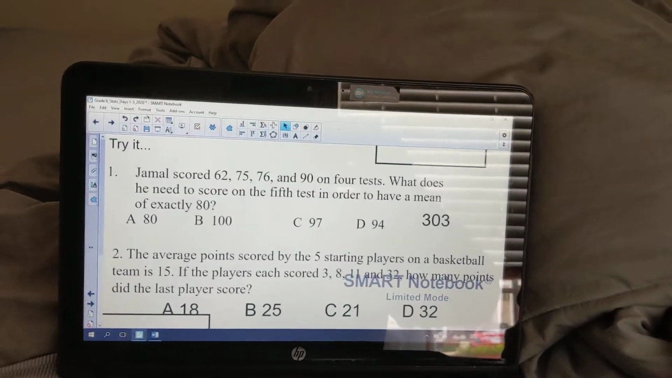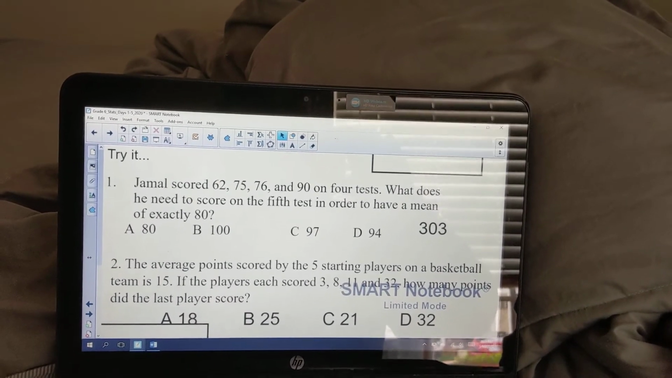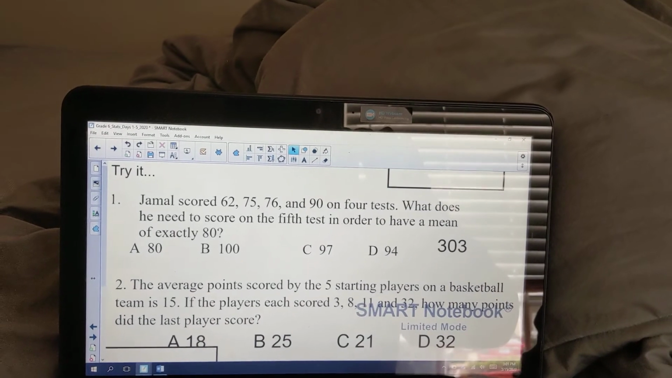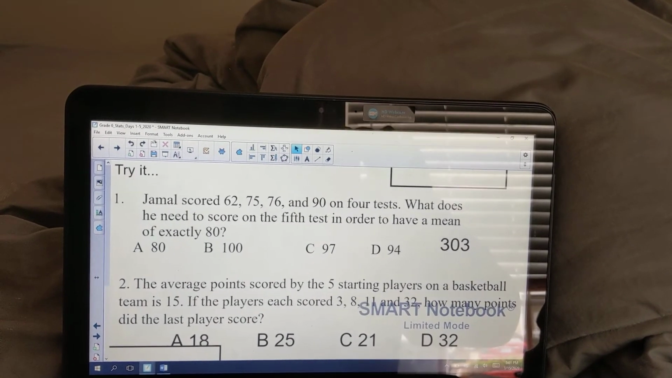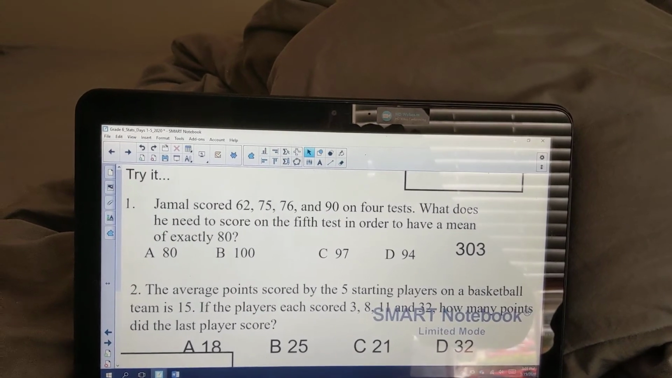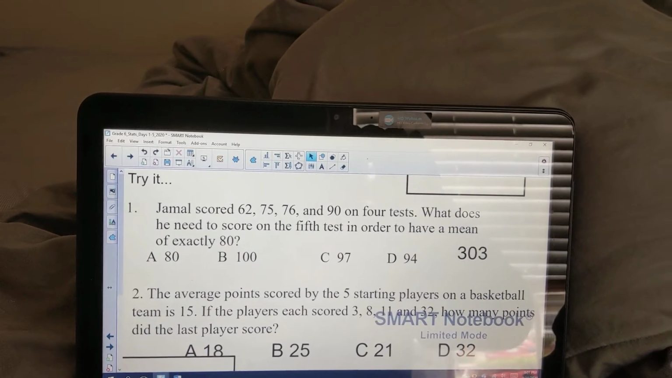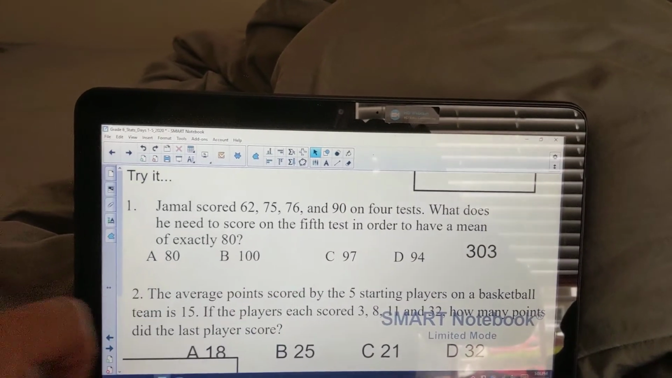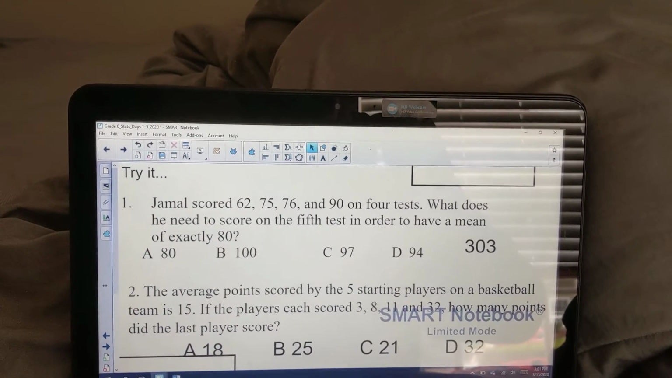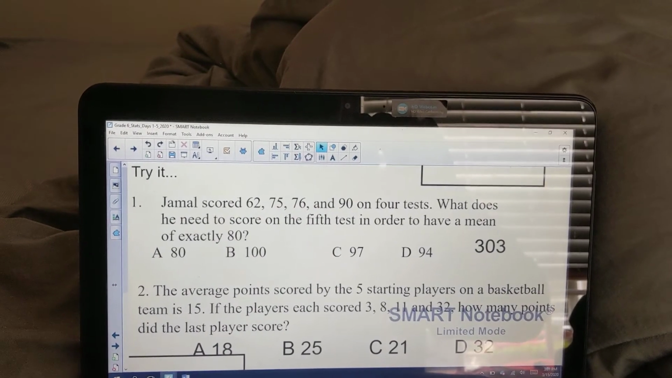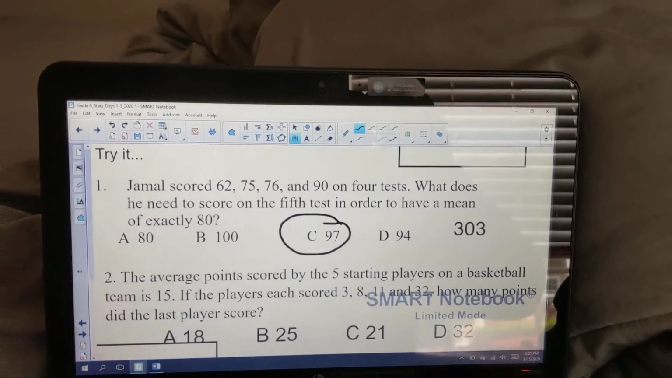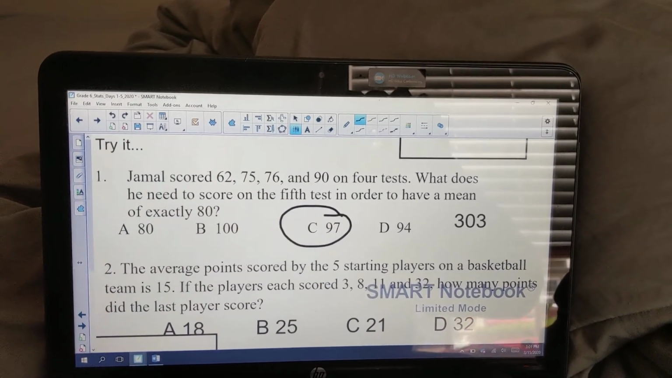Okay, when we add up the 4 scores Jamal got on his first 4 tests, it's a total of 303 points. He wants to have an 80 altogether. So we do 303 plus 80, divide that by 5. 303 plus 100, divide that by 5. 303 plus 97, divide that by 5. And 303 plus 94, divide that by 5. And we find out that in order to have an average of an 80 to get that B, he needs a 97 on his next test.